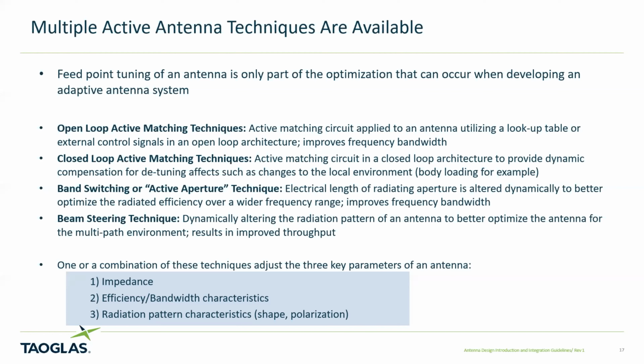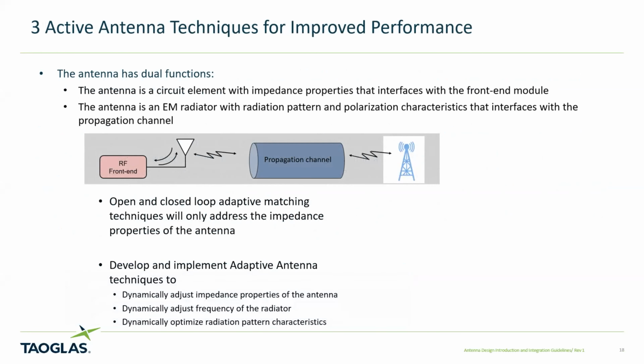I'll show some actual examples of a few of these techniques. But at the end of the day, if you look at the blue box on the bottom of the chart, it says that though all antennas are different, basically there are three things we can tune. We can tune for impedance, we can tune for frequency response or bandwidth, or we can tune for radiation patterns. First up is the active antenna techniques.